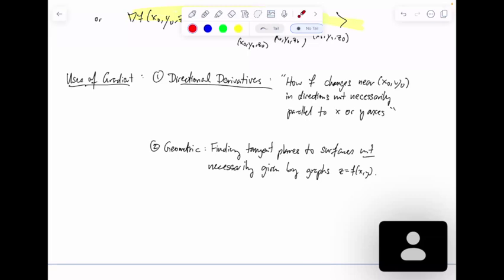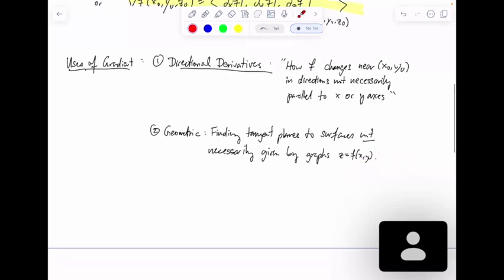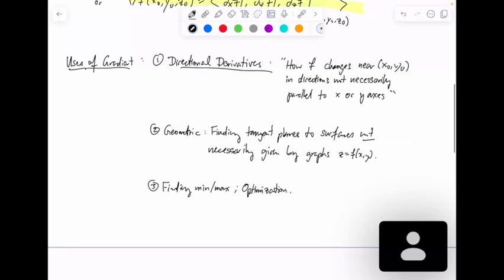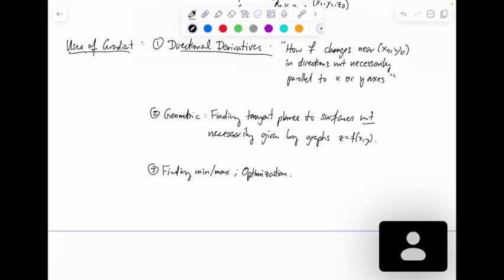We saw this when we looked at implicit differentiation. You can't always write everything nicely as a graph. So you might also want to find tangent planes to surfaces when they're presented in forms that are not immediately a graph. It turns out the gradient is also useful for this. And the third big use is finding minima, maxima, and optimization. So the huge uses of the gradient that we'll focus on for this class and next are these three.